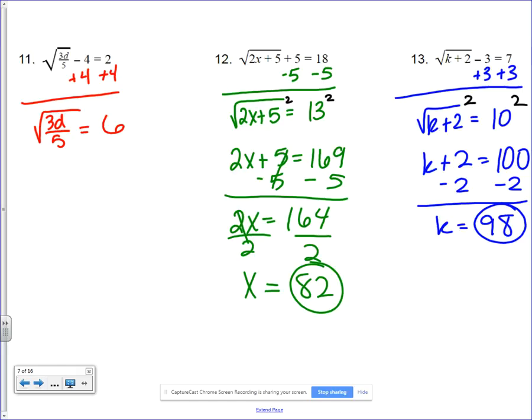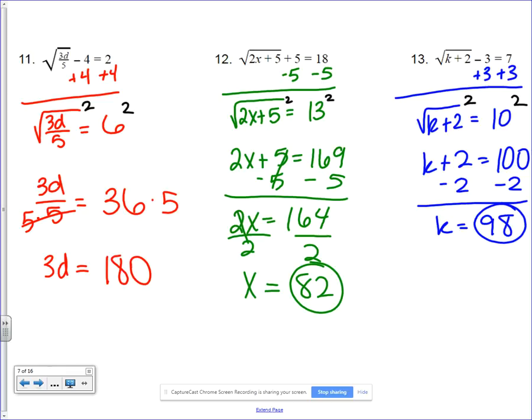Thank you. Square both sides. Remember, when you square it, folks, all you're doing is taking out that radical. Multiply by 5. Does everybody see why we multiply by 5? What is 36 times 5, by the way? And finally, and there we be. Not too bad, right? Good? Okay.